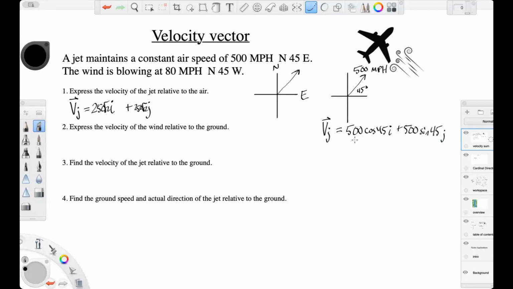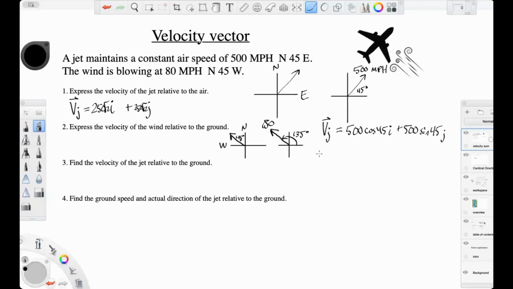Now we want to find the velocity of the wind relative to the ground. So we're going to take this information and use a similar approach. I'm going to first diagram the wind. So the wind is blowing north, bearing 45 degrees west. So that's a 45-degree angle right there. We want to relate this to our unit circle values. So 90 plus 45 means that this angle is actually 135 degrees. So we're looking at it as 135 degrees, and the magnitude is 80 miles per hour.